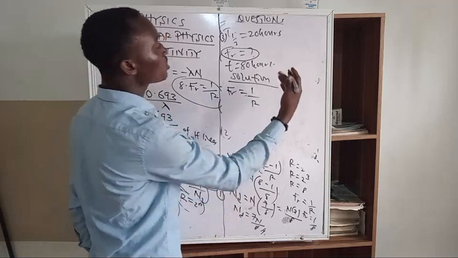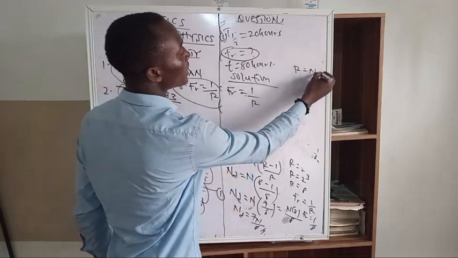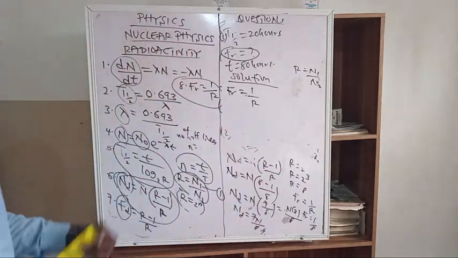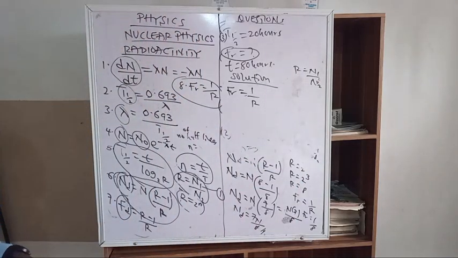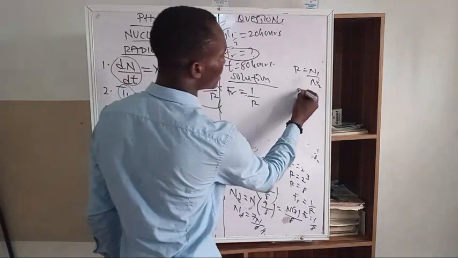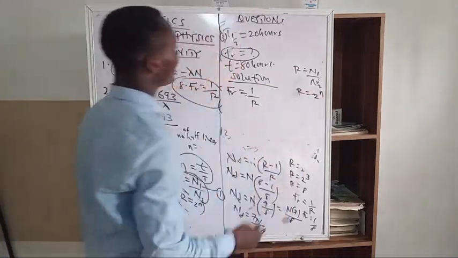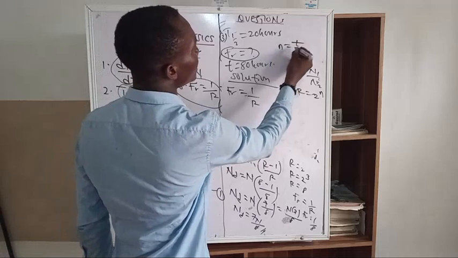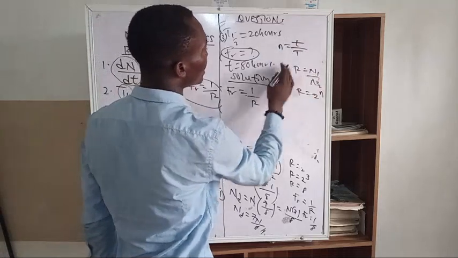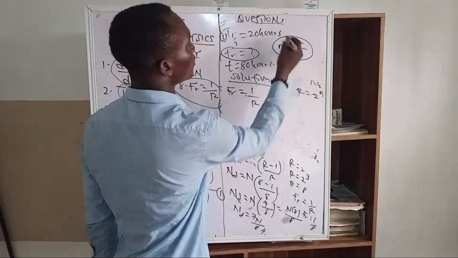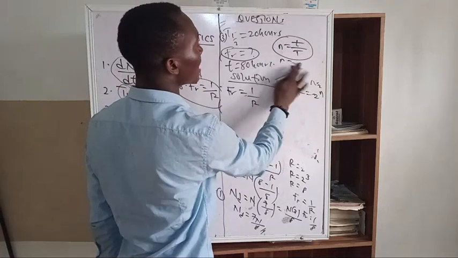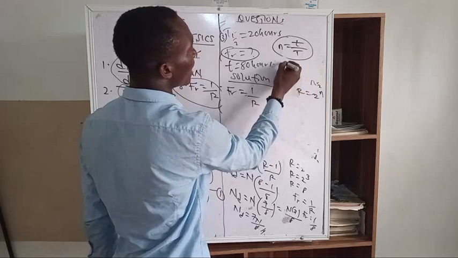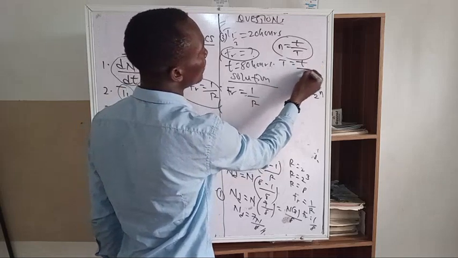Now I can't use R = N1/N2 because I don't have the initial and final number of atoms, neither do I have the initial and final count rates. So I'm going to apply R = 2 raised to power n. Can I get the value of n? That can be gotten because n is time taken over half-life. Let me find n using this formula. You can also use this formula to calculate half-life, so half-life is equal to T over the number of half-lives.